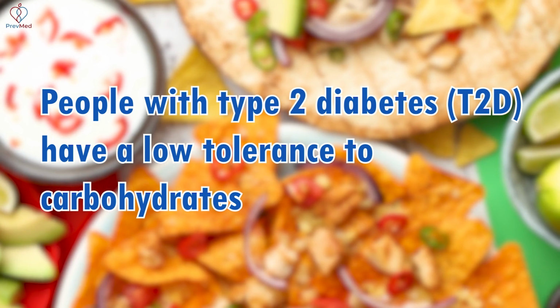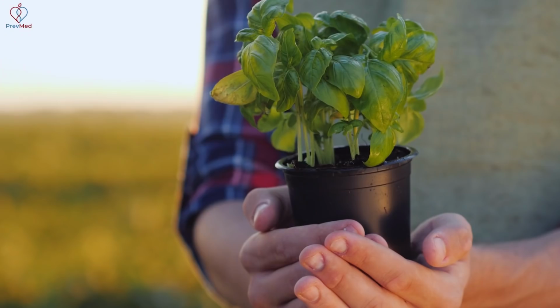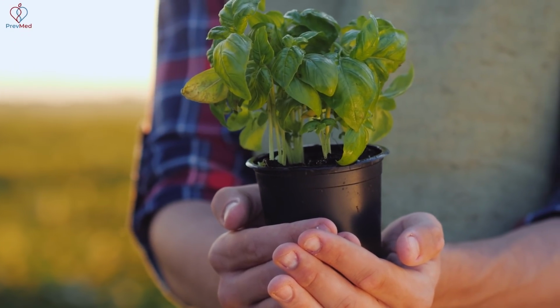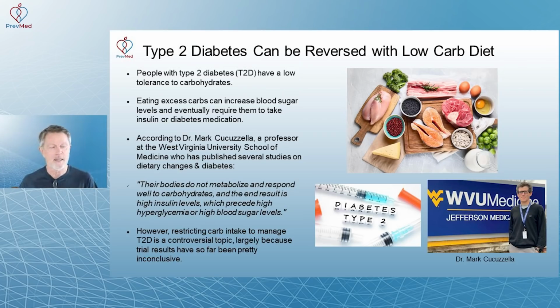So people with type 2 diabetes have a low tolerance to carbohydrates. Well, you would think, but again, you get into some of the folks that are just uber plant-based, they say it's really all fat that causes the problem. I don't agree with that, but we'll get to that a little bit later. That's one of our discussion points.